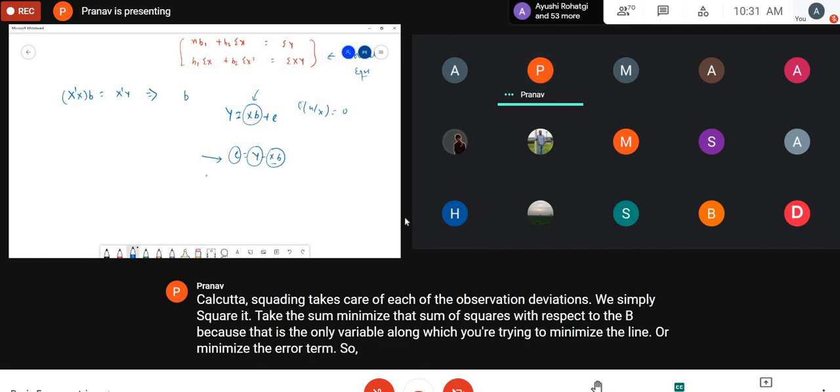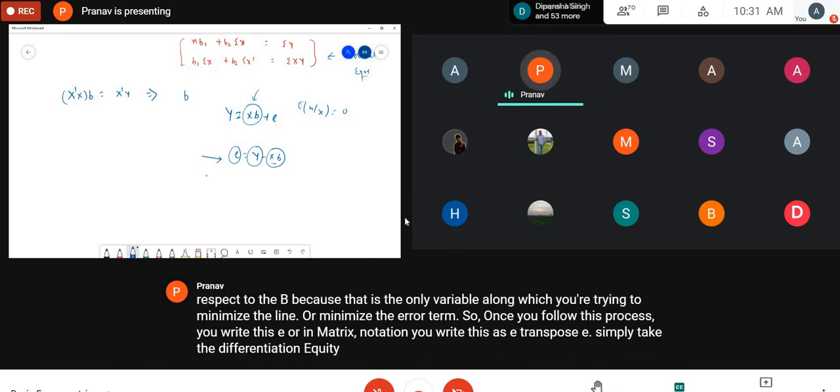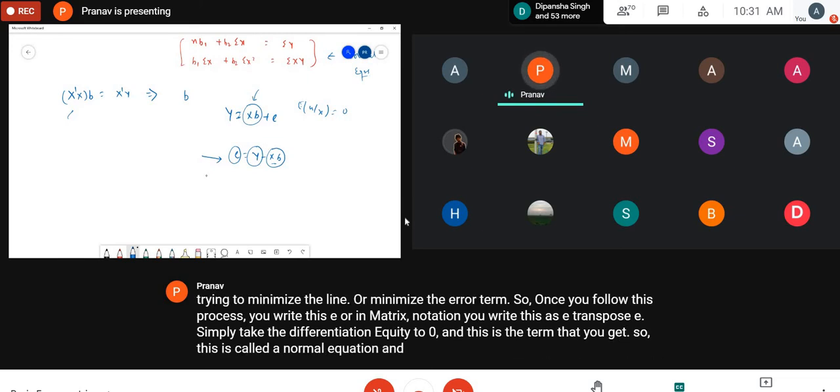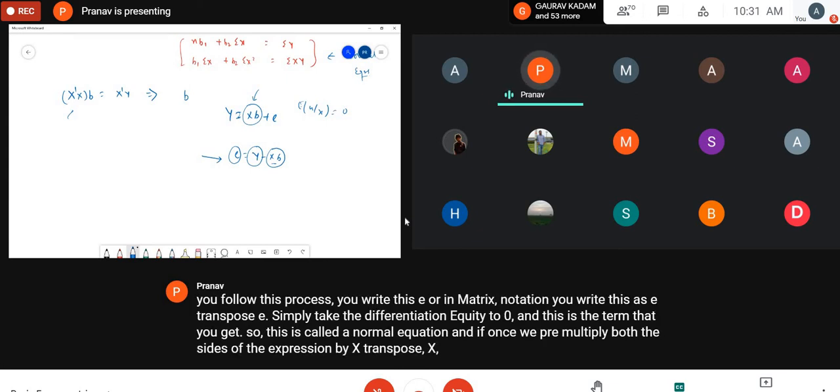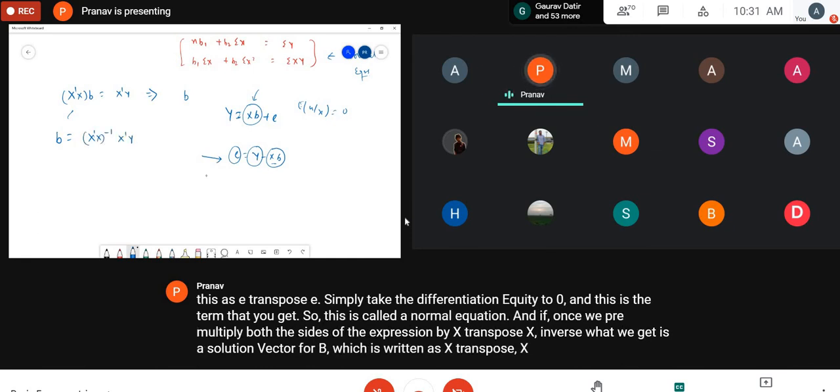So once you follow this process, you write this E, or in matrix notation you write this as E transpose E. Simply take the differentiation, equate it to 0, and this is the term that you get. This is called a normal equation, and once we pre-multiply both sides of the expression by x transpose x inverse, what we get is a solution vector for B, which is written as x transpose x inverse x transpose y.